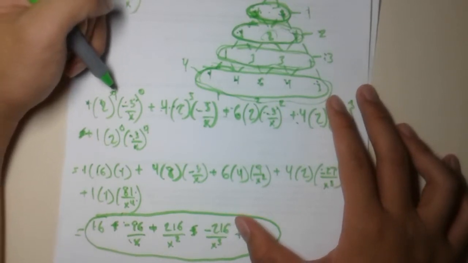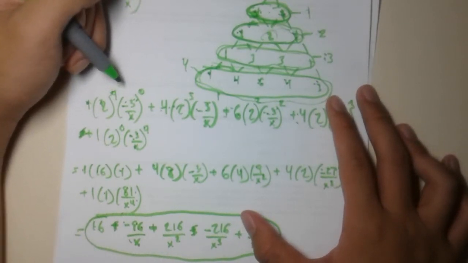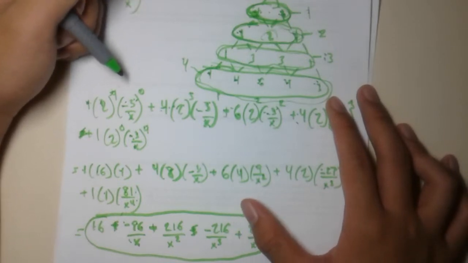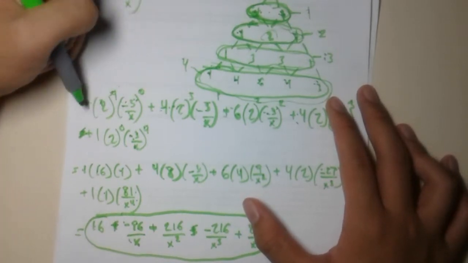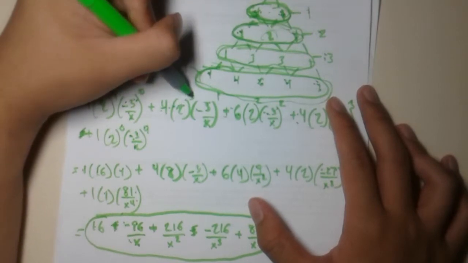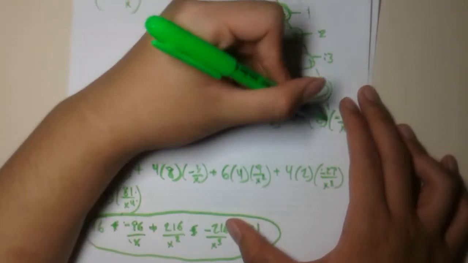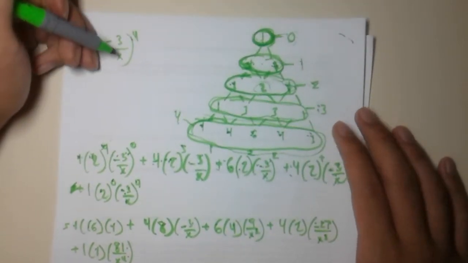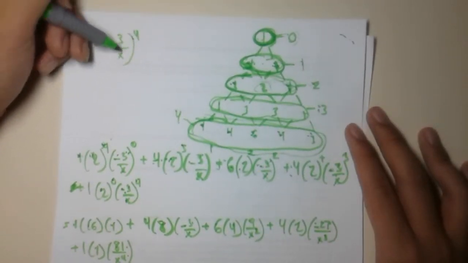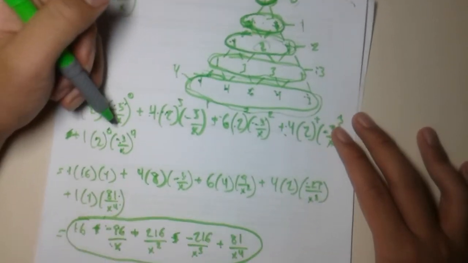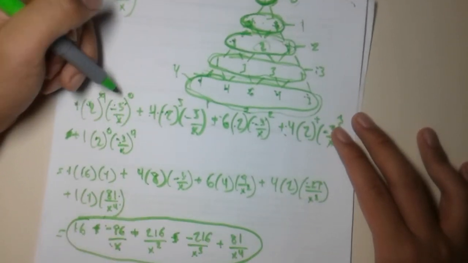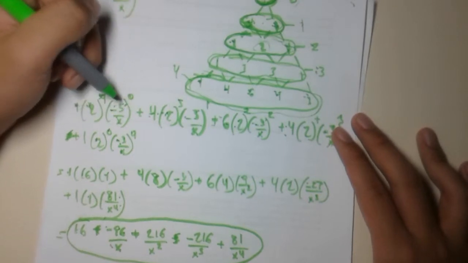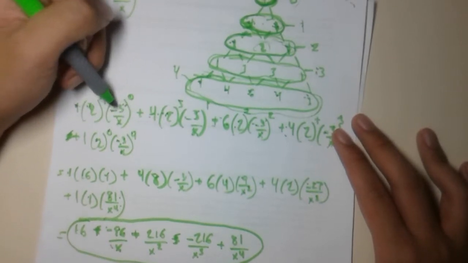coefficient, the power of the first term decreases by 1. So 2 to the power 4, 2 to the power 3, 2 to the power 2, 2 to the power 1, 2 to the power 0. And the second term, minus 3 over x, starts with the lowest power of 0. And after each coefficient, the power increases by 1.